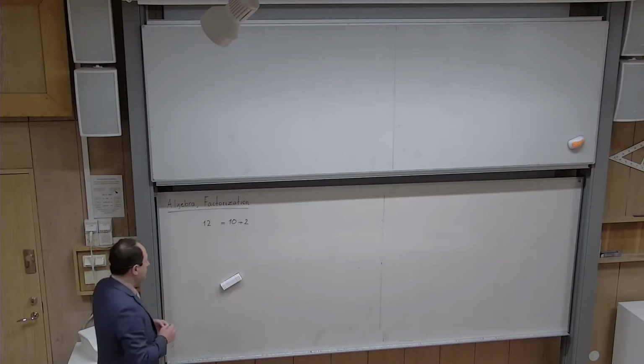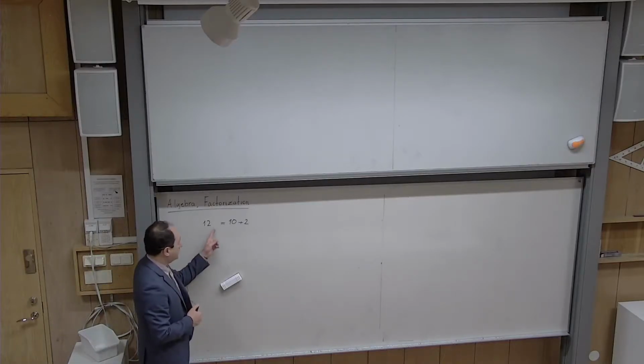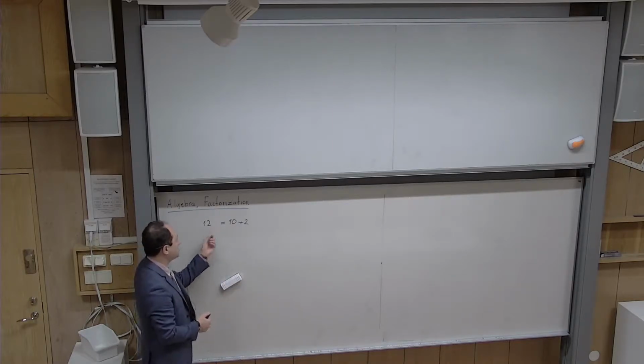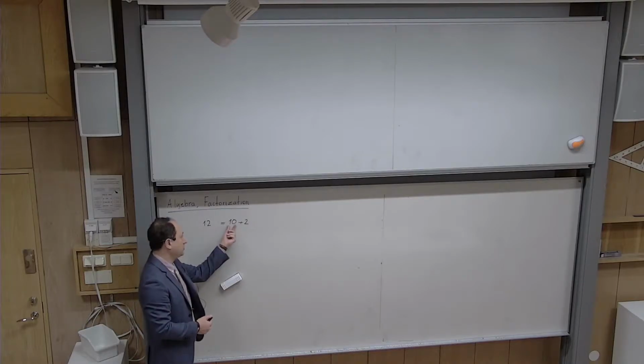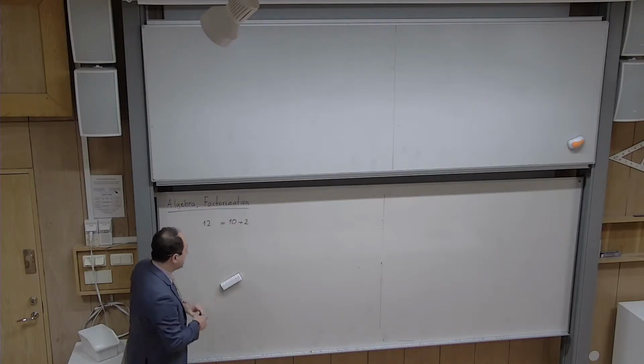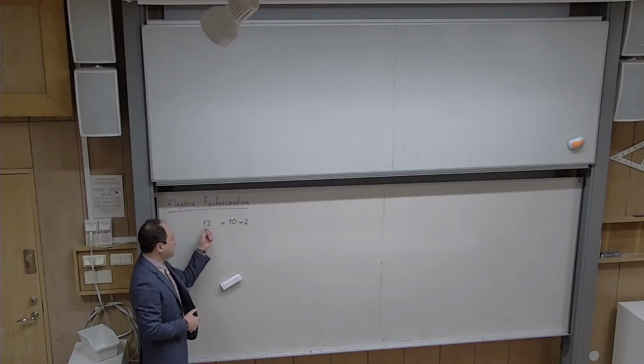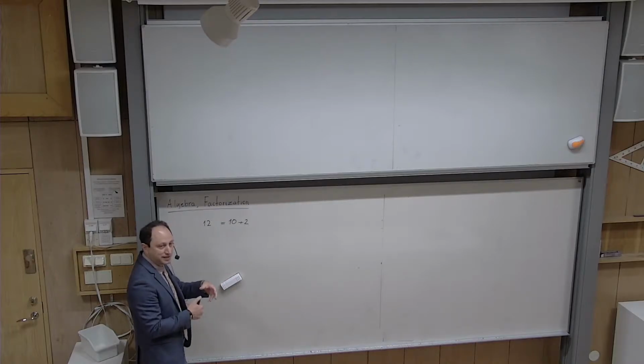Okay. So when I say factorize 12, I do not mean write something like this. I have decomposed 12 into two summands. One of them is called 10, the other one 2. But this is not what I mean when I ask you to factorize. When I ask you to factorize 12, I mean write something which is equal to 12, but this new thing is in a factorized form.